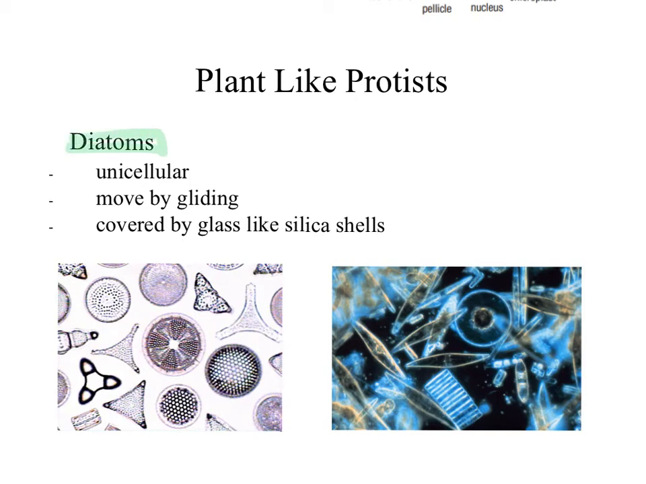Now, diatoms are unicellular. You can see that in the images down below. And they come in lots of different shapes and sizes. One defining characteristic of diatoms is that their cell wall is made out of glass. So their cell wall is made up of silica, which is the same stuff that glass is made out of. And so what you end up with are these really pretty shapes that are just really pretty to look at.